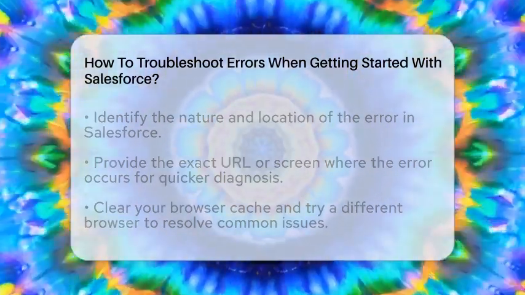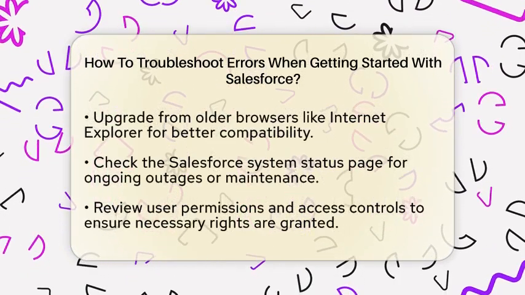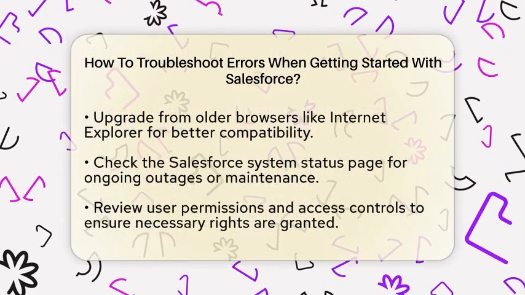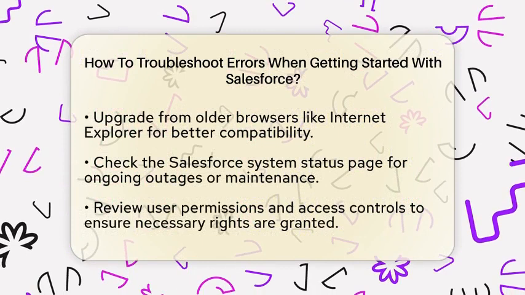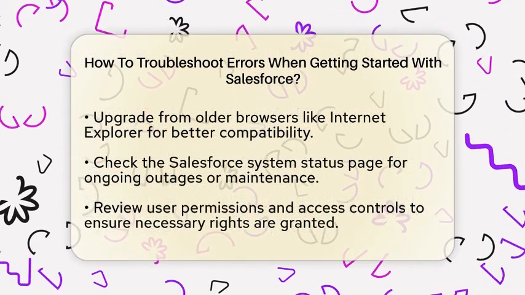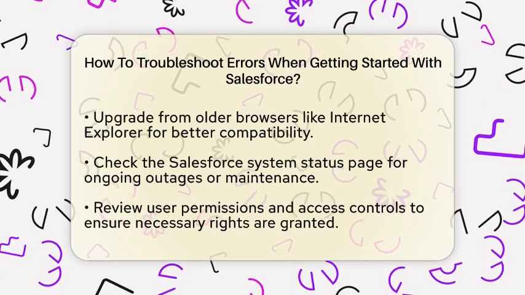Another step is to check the Salesforce system status page. This page will let you know if there are any ongoing outages or maintenance activities that could be causing the problem. Sometimes, the errors you are experiencing may be due to platform-wide issues rather than something specific to your setup.